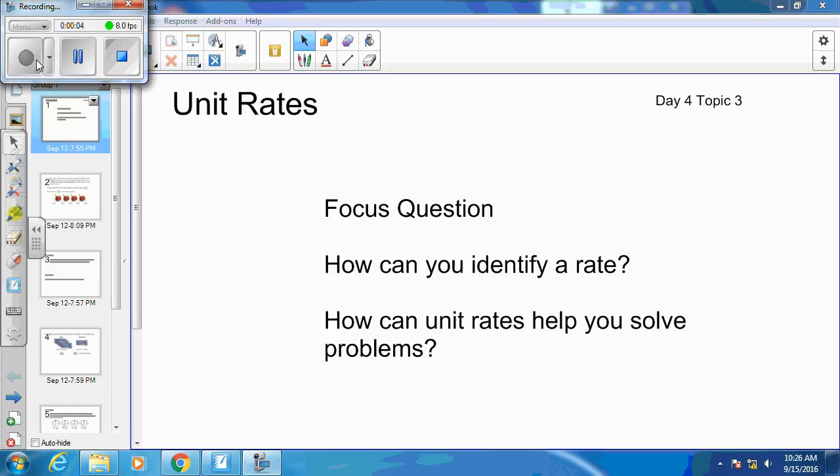Today's lesson is on unit rates. Our focus question: how can you identify a rate? How can unit rates help you solve problems?